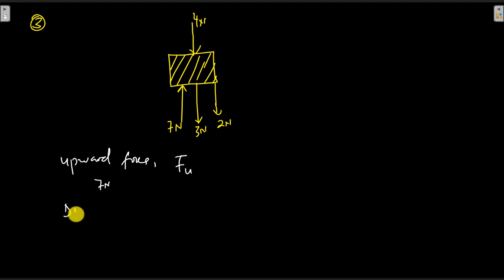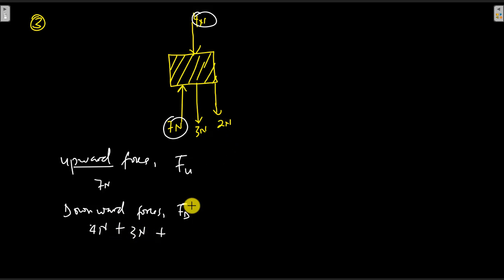Let's look at the downward forces. We have only this for upward. So let's look at the downward forces. I'll call that FD. So the downward forces, we have a force of 4 newtons. Here we go. We also have a force of 3 newtons here. We also have a force of 2 newtons. There we go. 3 plus 4 plus 2, that's 9 newtons.